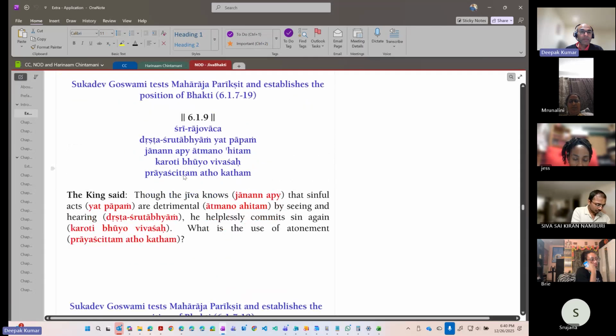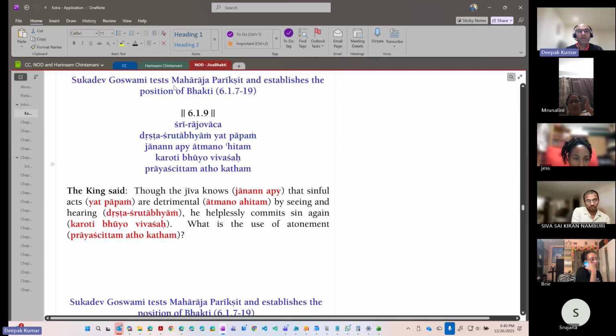This is from Srimad Bhagavatam. This is Sukdev Goswami to Maharaj Parikshit, and it establishes the position of bhakti. Though the jiva knows that sinful acts are detrimental, by seeing and hearing, he helplessly commits sin again. What is the use of atonement?